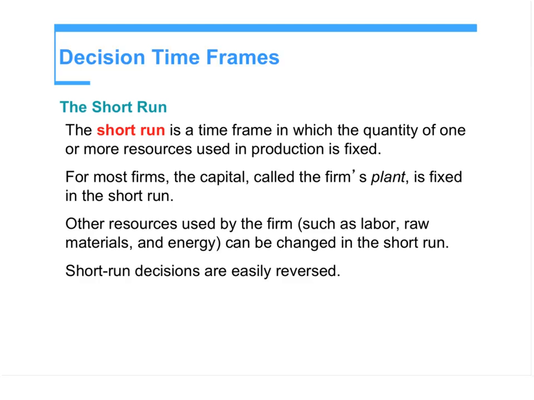Other resources used by the firm, such as labor, raw materials, and energy, can be changed in the short run. So sometimes other resources can change in the short run, and short run decisions are easily reversed. A lot of times we see that short run decisions can easily be changed, canceled, reversed, edited and modified. So short run decisions are not that costly, because we can make changes since our capital is going to stay the same in the meantime.